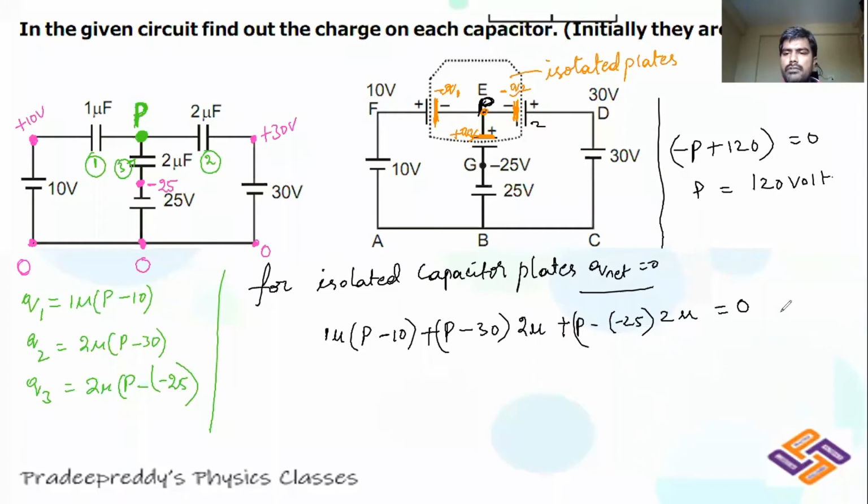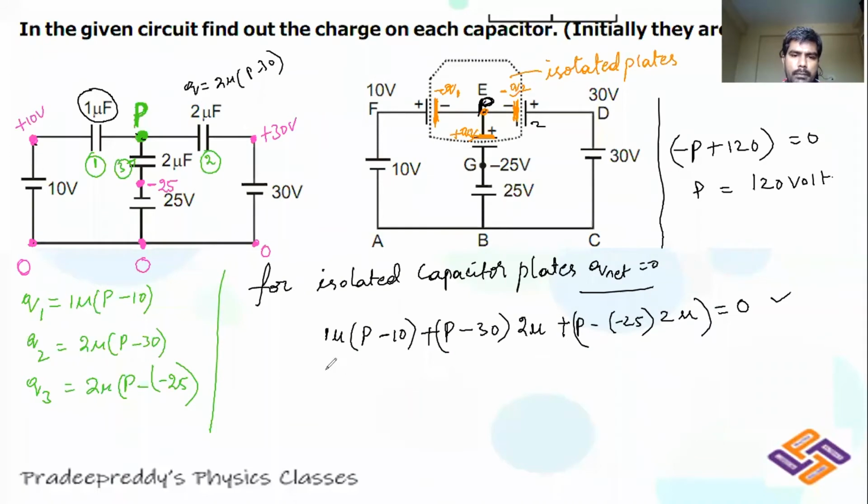So instead of taking sign conventions and getting confused, you can just use this simple method. Charge over this capacitor will be equal to C into V. What is its capacitance? 1 microfarad. What is its potential difference? P minus 10. Next, coming to the second one, what is the charge over here? 2 microfarad into its potential difference, P minus 30. Next, coming to the third one, it is 2 microfarad into P minus of minus, which will become 25. This is equal to 0.